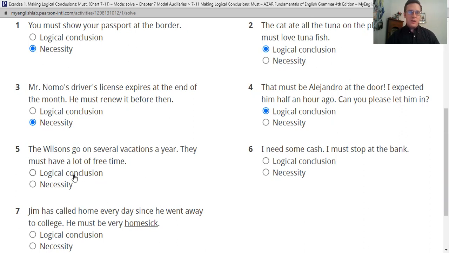Number 5, they go on summer vacations. They must have a lot of free time. They must have a lot of money too, okay? That's my guess. I need some cash. I must stop at the bank, okay? I need to go to the bank to get money. Necessity. Number 7, he's called home every day. So my guess, why is he calling home? He must be very homesick.